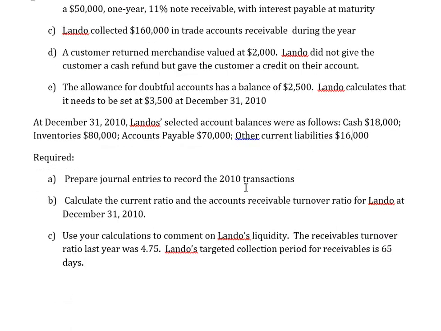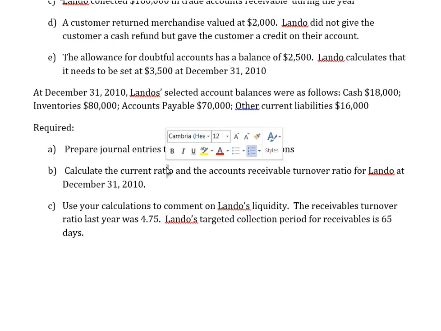What we want you to do is to make the journal entries for 2010 and then calculate a current ratio and an accounts receivable turnover ratio. Now, don't forget, the formulas will be given to you, so don't panic. This is a little bit of what we did in our course, but largely a review of CB 101.